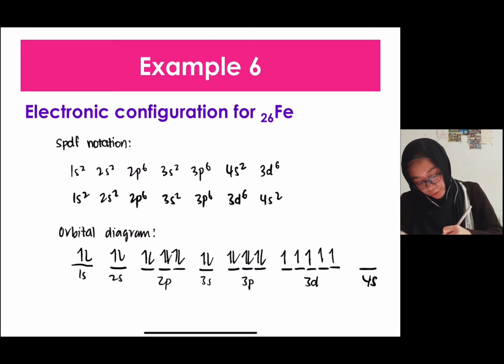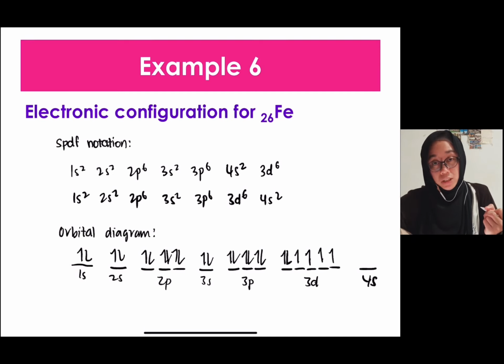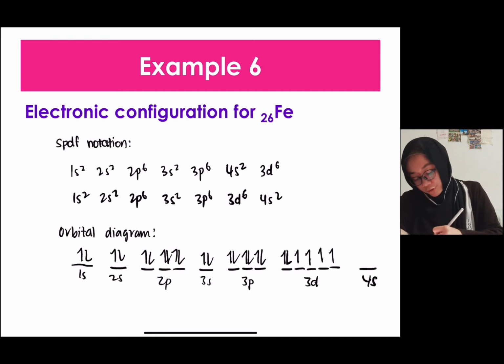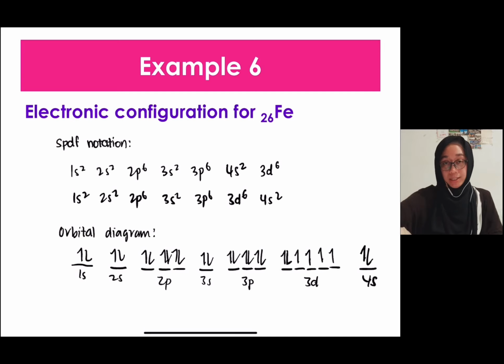Okay, so we have one more. So masukkan dekat the very first orbital. Okay, with the opposite spin. Okay, and then now kita jangan lupa 4s. So settle dah untuk kita punya orbital diagram for iron. Okay, last example.